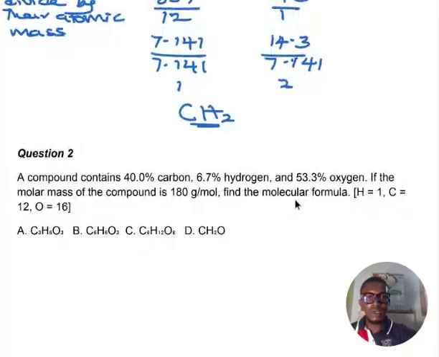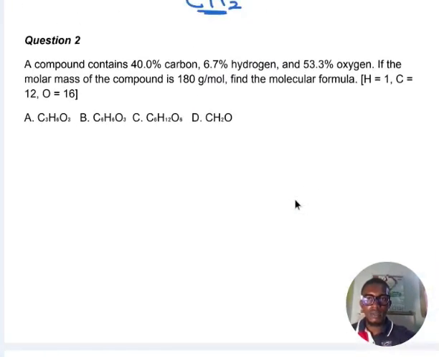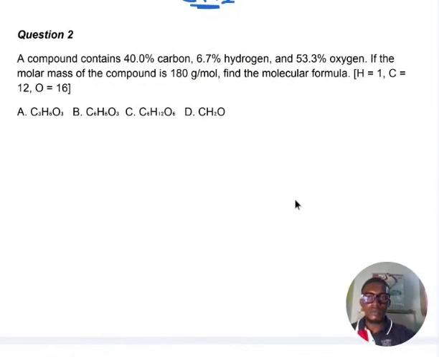Let's take a look at another question. A compound contains 40% carbon, 6.7% hydrogen, 53.3% oxygen. If the molar mass of the compound is 180 grams, find the molecular formula. In this question, you would see that aside from the percentage composition, we were given the molar mass of the compound. Now, this is a hint that we are going to find the molecular formula.